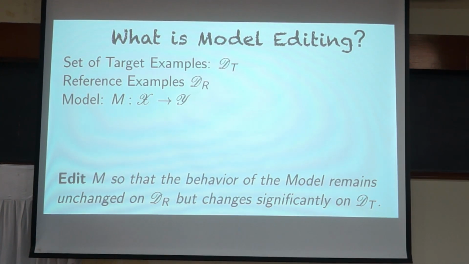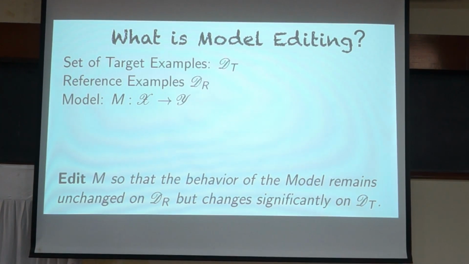So the idea is this: model editing. There's a model M. It can be many things. Here M is your neural network, maybe GPT, whatever. Now there are some reference examples and there are some target examples.